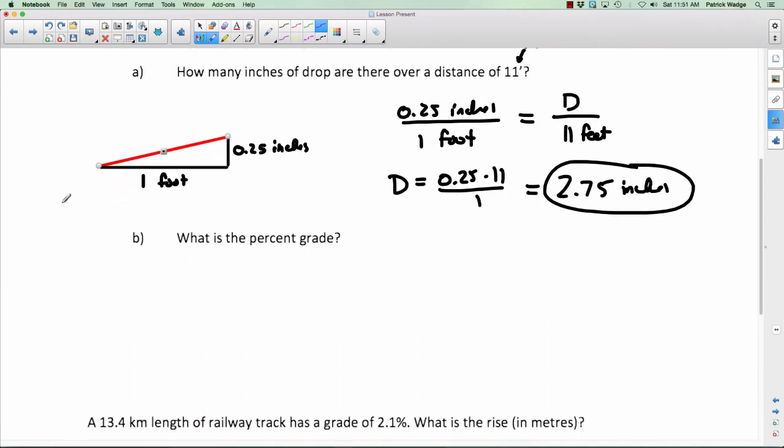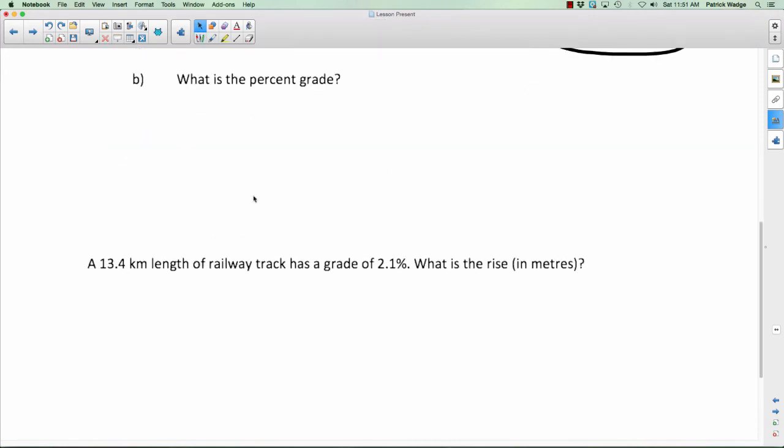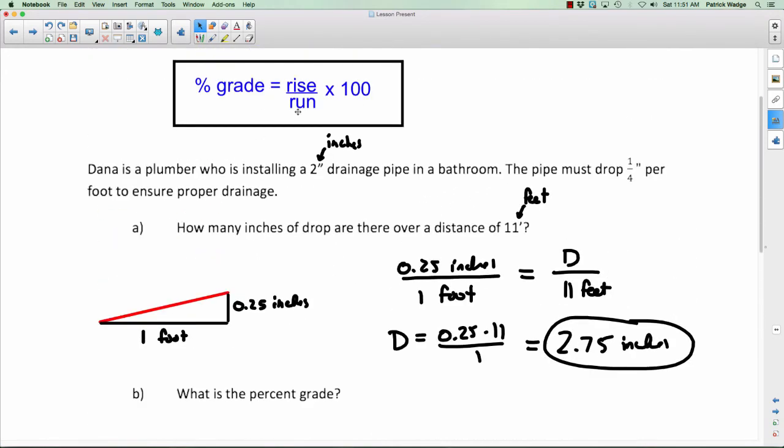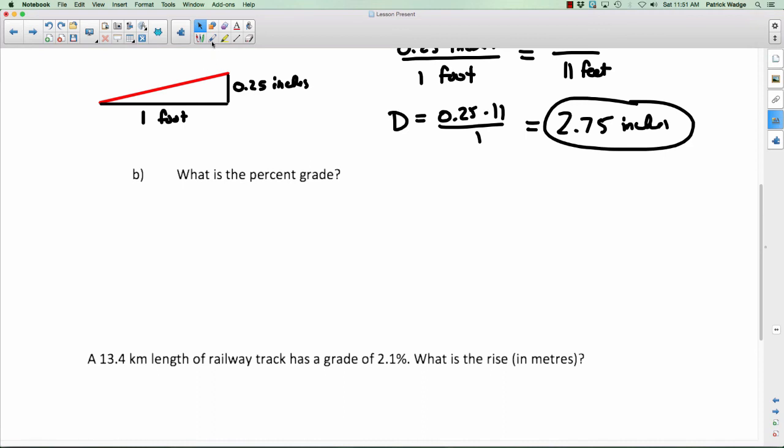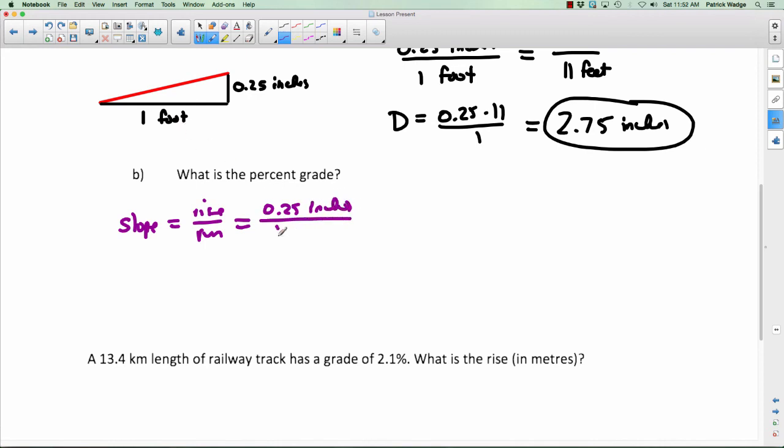All right, what's the percent grade? Well, we've got our formula up here. You just need to find the slope and then multiply it by 100. Find the slope as a decimal and multiply by 100. So that's not too bad. Let's find the slope to start. Slope equals rise over run. So our rise is 0.25 inches and our run is 1 foot. And slope's a ratio, so we want to be able to cross out those units. Oh no, we can't. They're not the same as each other.